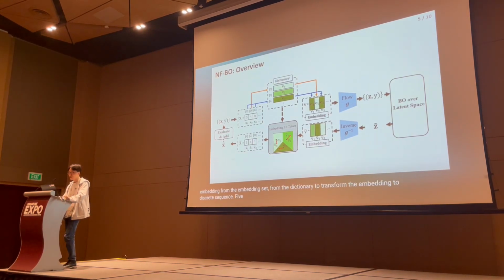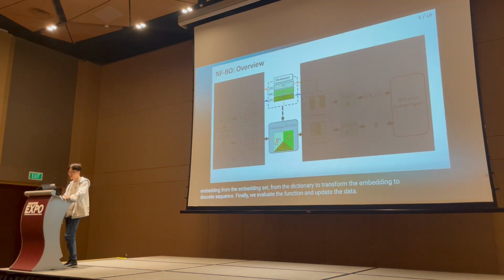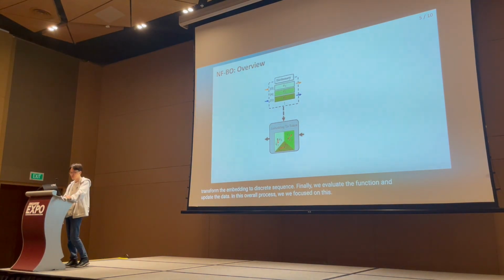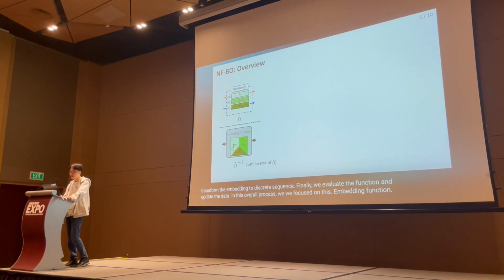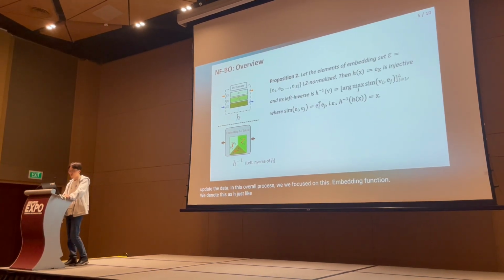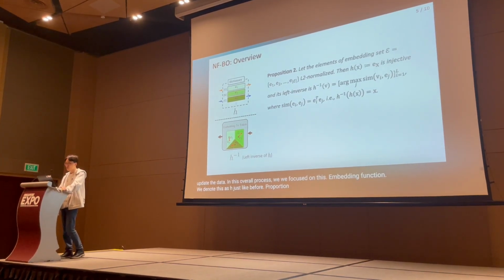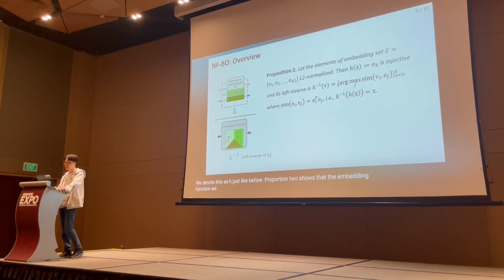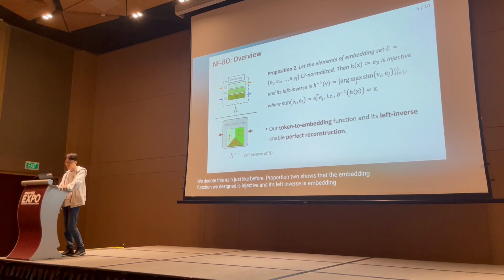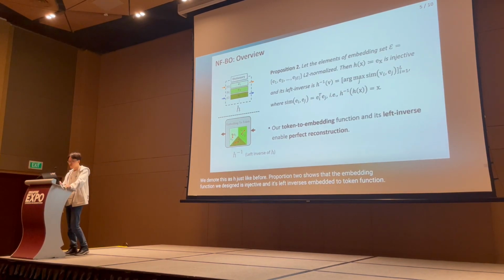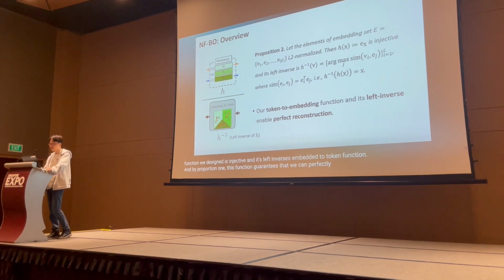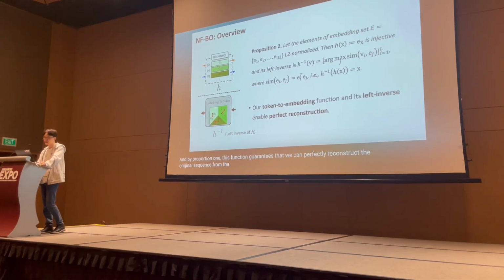Finally, we evaluate the function and update the data. In this overall process, we focused on this embedding function. We denote this as H, just like before. Proposition 2 shows that the embedding function we designed is injective and its left inverse is the embedding to token function. And by proposition 1, this guarantees that we can perfectly reconstruct the original sequence from the latent space.